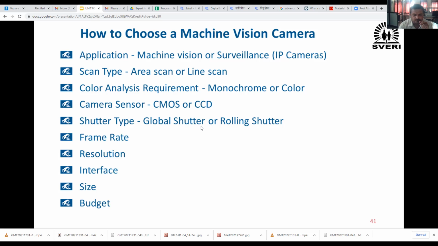Shutter type, global shutter or rolling shutter. Then frame rate, which we have just seen. Resolution you already know. Then interface, size, and budget. These are the different criteria to choose the machine vision camera.